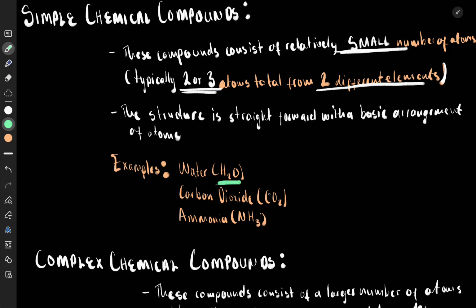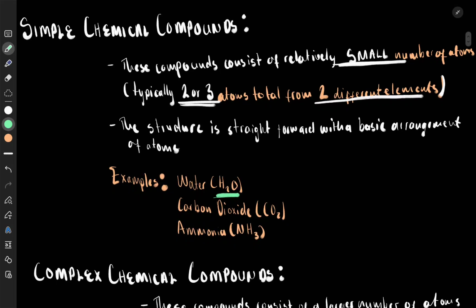Let's look at the other one, carbon dioxide. What do we have in here? We have 3 atoms, only 3 atoms. So one thing for sure is that simple compounds have a small number of atoms. In here we have a total of 3, and in here we have a total of 4. So about 2 or 3 or 4 atoms that come from 2 different elements together, that is what we call a simple chemical compound.